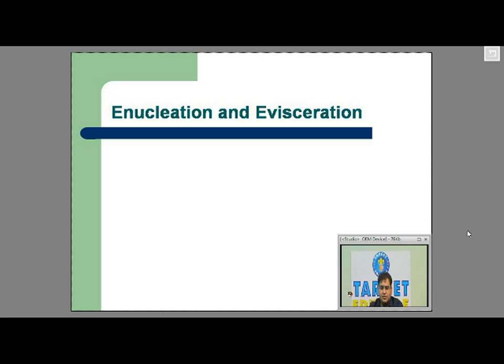So next question is, an eyeball of the patient is removed while preserving the eyelids and other structures. So the answer over here is enucleation. The other options were evisceration and exenteration. The correct answer is enucleation, when the eyeball is removed but the eyelids, eyelashes and muscles are preserved.